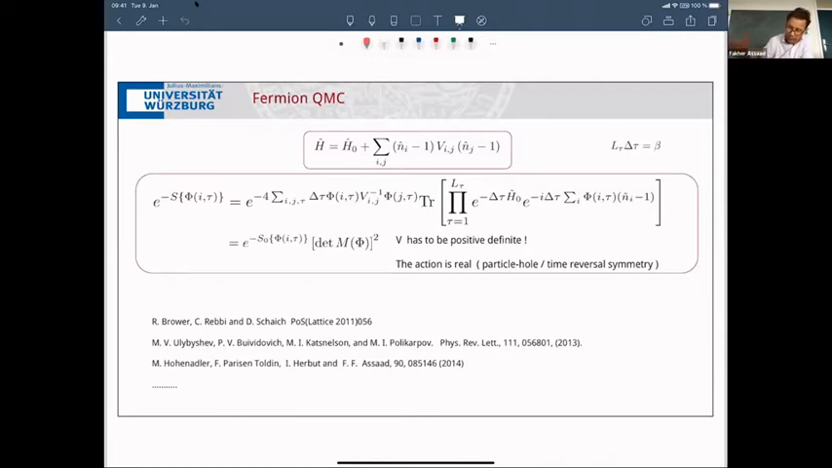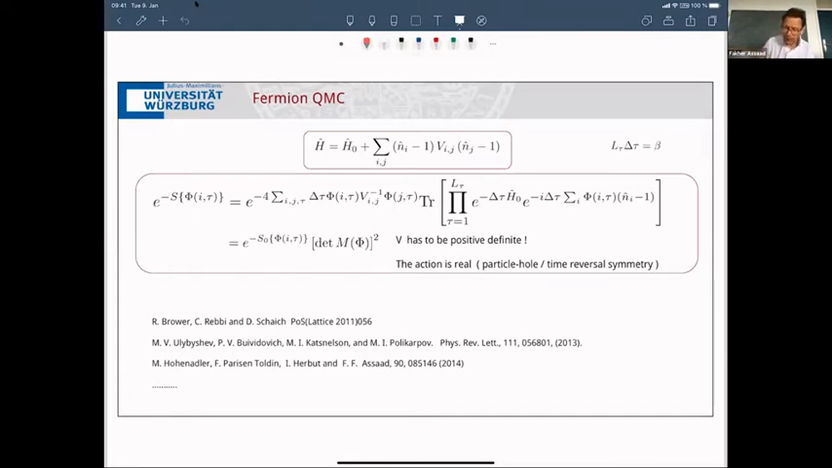So transform the spin up into holes, if you want. And so the electron spin up into holes, and then you can use time reversal symmetry to show that the action is real, or essentially that the determinant squared is positive, meaning that the eigenvalues come in complex conjugate pairs. So this is actually pretty standard right now.